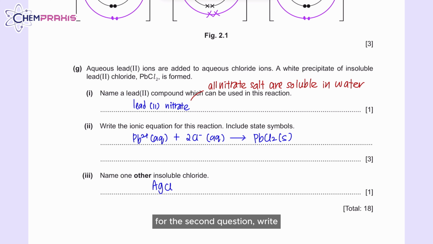For the second question, write the ionic equation for this reaction, include state symbols. Usually for the ionic equation for precipitation, the Pb2+ in aqueous solution will mix with the halide ion, the chloride ion in this case, also in aqueous solution. You mix the two solutions to form the insoluble salt, so this is in solid state. And name one other insoluble chloride. Our favorite, usually silver chloride.